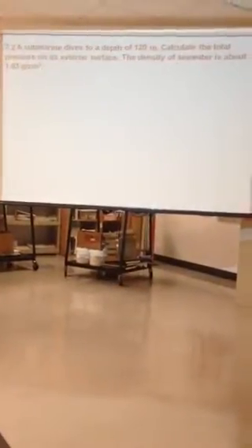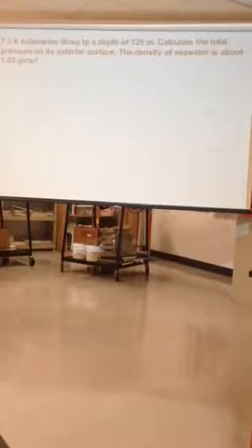All right, so now we are down to 120 meters. Calculate the total pressure on the exterior surface. Total pressure. That's going to be an absolute pressure. Where's the absolute pressure going to come from? Well, doesn't it have the pressure of all the water? And isn't the air pushing down on top of the water? So I add both of those. I'm going to add 1 atmosphere of pressure plus what's the pressure due to a column of fluid?